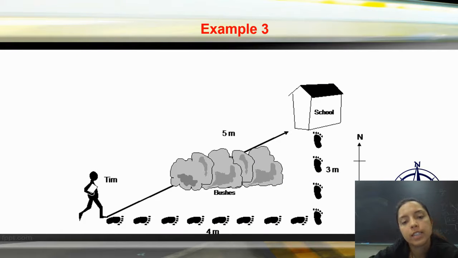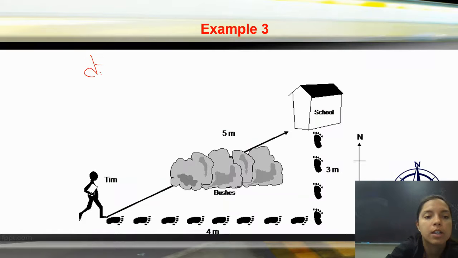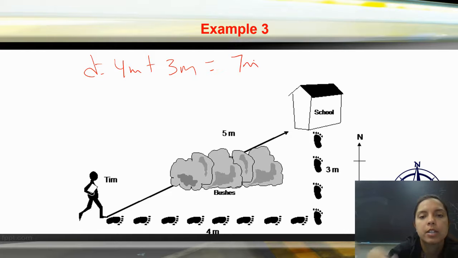Now our next example, we have Tim, he's going to school, right? He's walking 4 meters to southeast, right? And then 3 meters north. So for the distance, we're gonna have 4 meters plus 3 meters, and that's gonna be 7 meters. So Tim walked 7 meters to school.